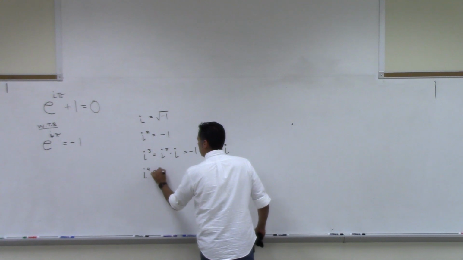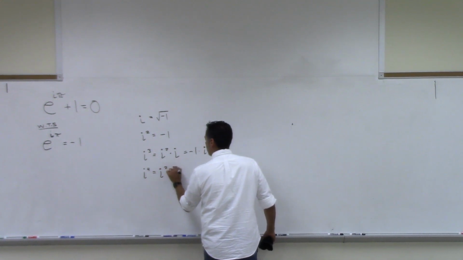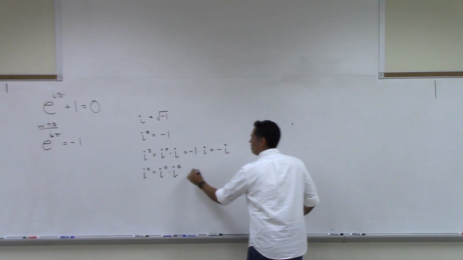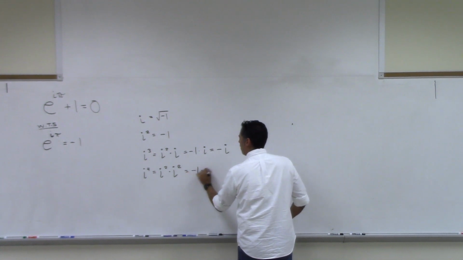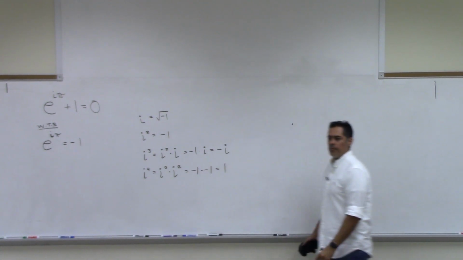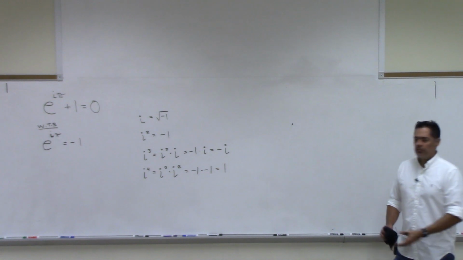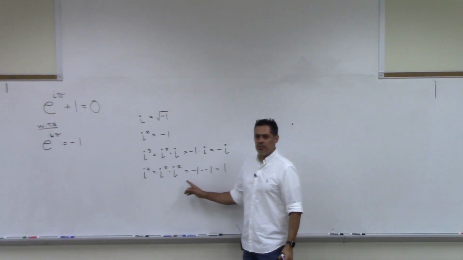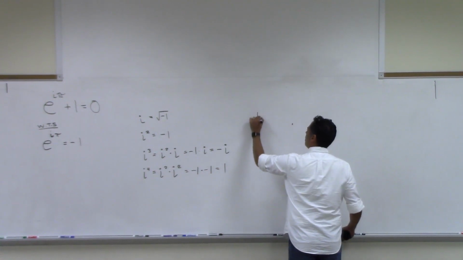I want you to look at it this way. i squared times i squared. Do you all agree that's? Yes? So that's -1 times -1. That's 1. Y'all buying this? What's i to the 5th?